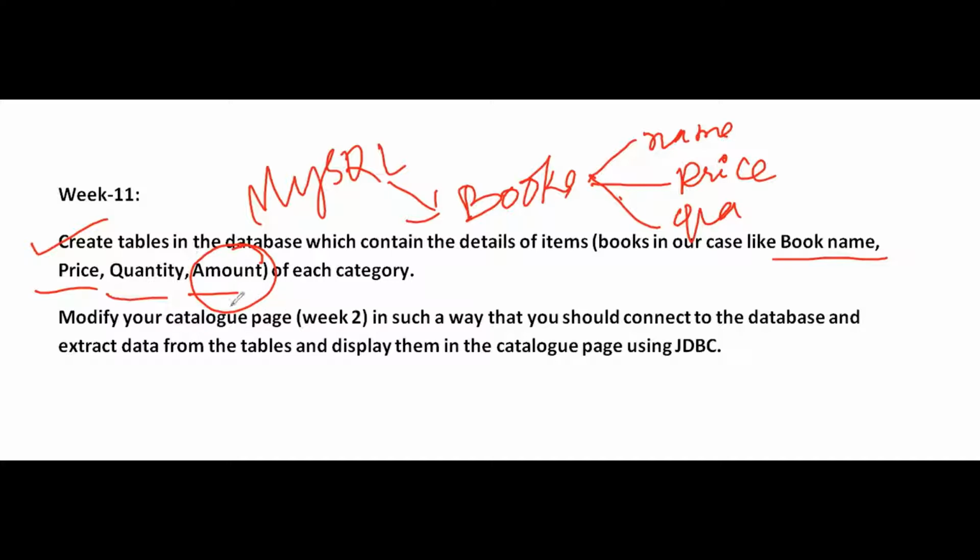Coming to the second part, I'm going to modify my catalog page. As soon as the user clicks on the catalog page, the table will be displayed in the catalog page. That is part B of the lab experiment. So modify your catalog page in such a way that you connect to the database. I'll be connecting to the database, extracting the data from the table and displaying it in the catalog page using JDBC. So let's get started.